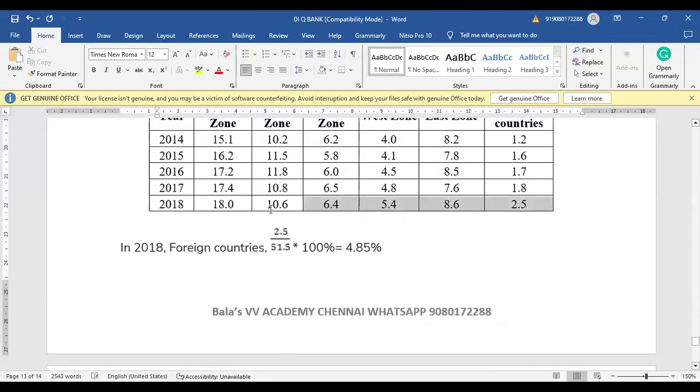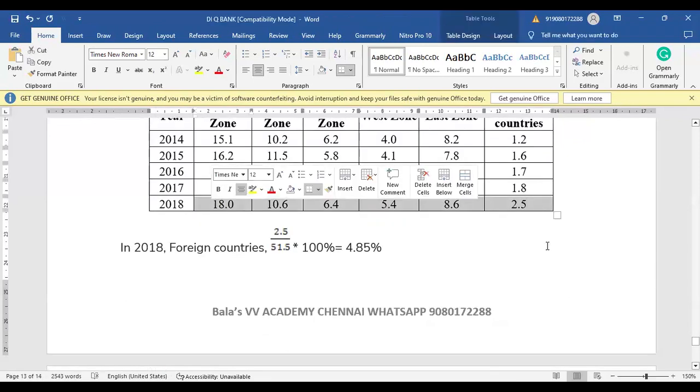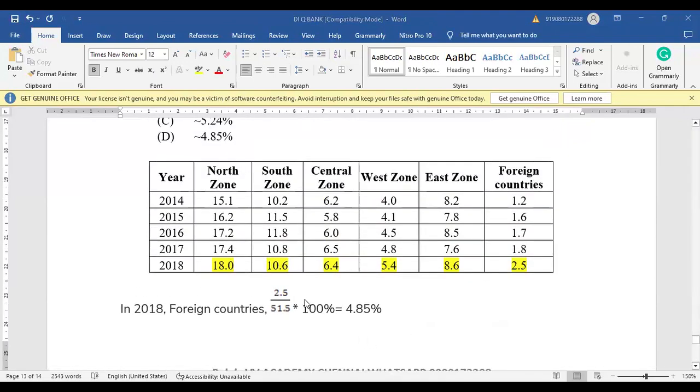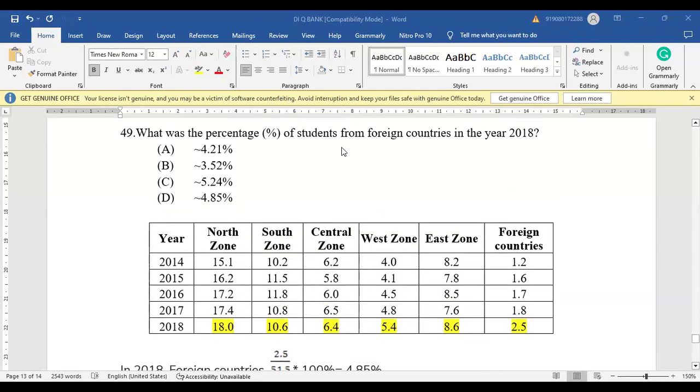Find out the total. This total will become 51.5. Clear? I already told you how to add, right? So this gives you 51.5, and only foreign country is 2.5. What is the percentage? 2.5 divided by 51.5 into 100. Because we want to know the percentage of foreign students in the total. I told you already, the denominator is always the total. The numerator is the score they are given, or the score you have taken. Is it clear?